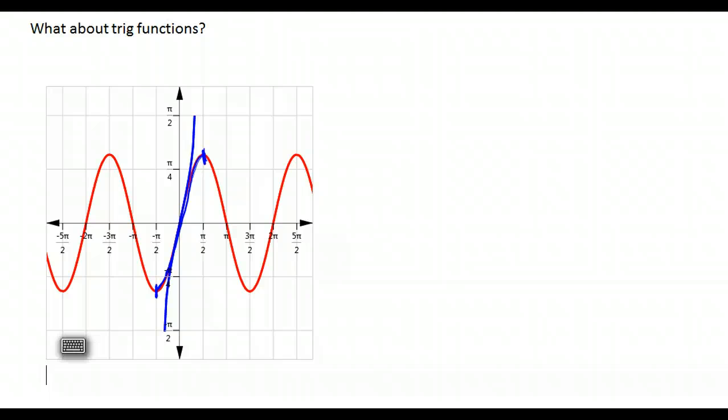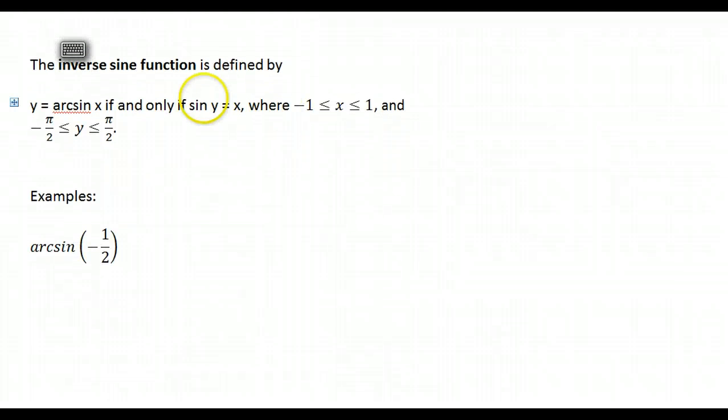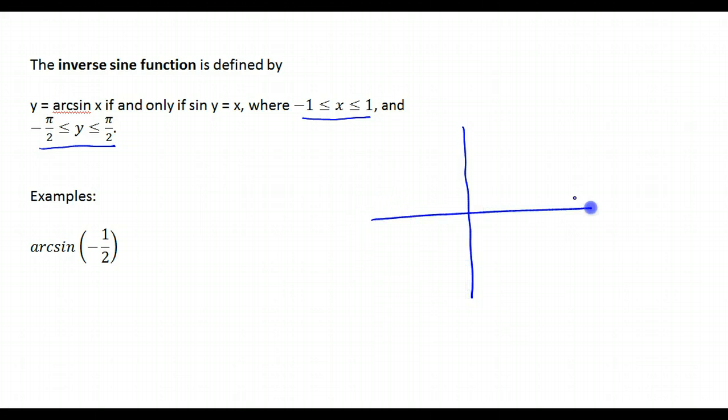Okay, so to summarize what we're talking about with sine and arc sine, we say that the inverse sine function is defined by y equals arc sine of x if and only if sine of y equals x, where the domain of x is between negative 1 and 1, and the range of y is between negative pi over 2 and positive pi over 2. Okay, in plain English, what does that mean? It means if you're talking about arc sine of x, you can only get answers between negative pi over 2 and positive pi over 2. As far as the inverse sine function is concerned, the second and third quadrants do not even exist.